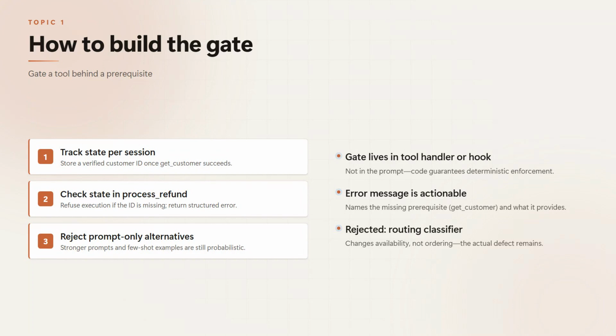The alternative of a stronger system prompt is rejected because it's probabilistic, money is at stake, and a 12% skip rate is unacceptable. A routing classifier is also rejected because it changes which tools are available, not the order they're called. The defect is ordering, not availability. The other cases, lookup order and any downstream tool, follow the same pattern. The rest are on the page.